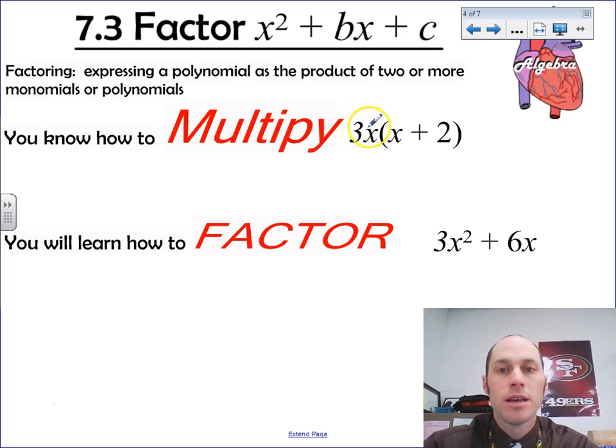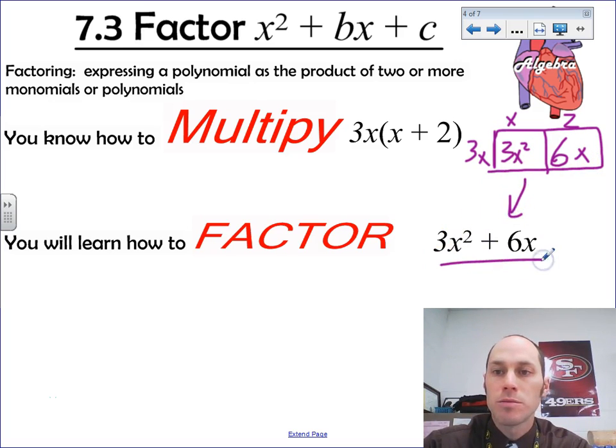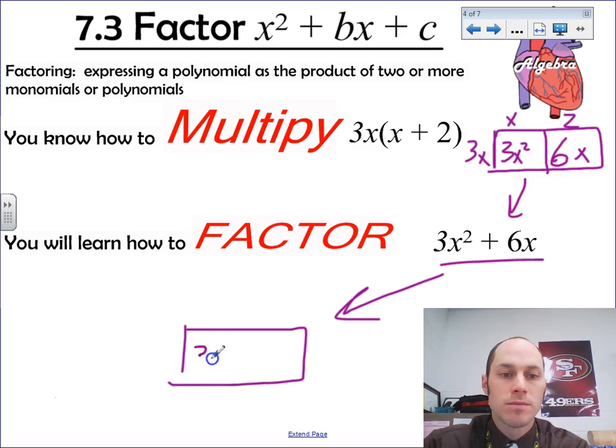So when we multiplied 3x times x plus 2, whether we made our area model with x plus 2, and multiplied it by 3x, we got 3x squared and 6x. So we got this value of 3x squared plus 6x. When we're factoring, we're doing the reverse step. So we're taking that 3x squared plus 6x, and we are taking out anything in common.